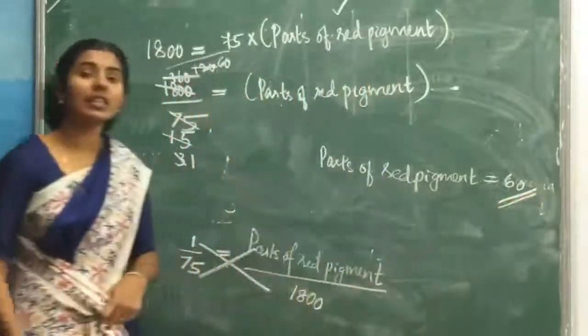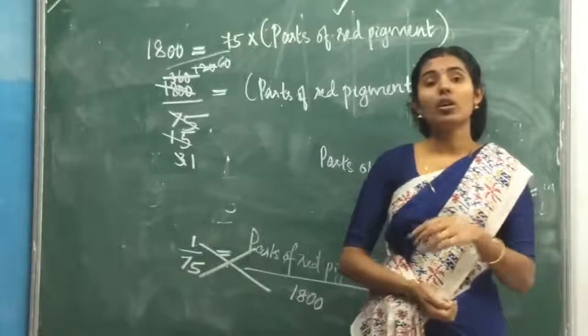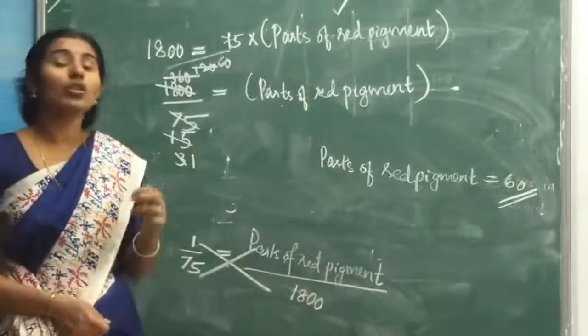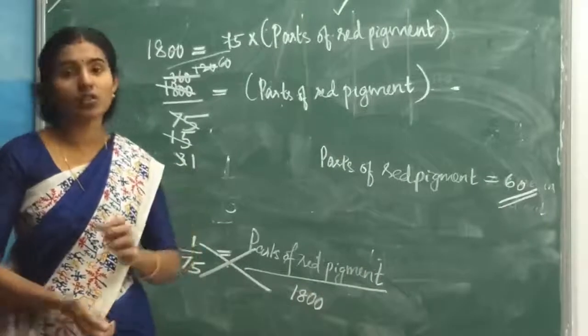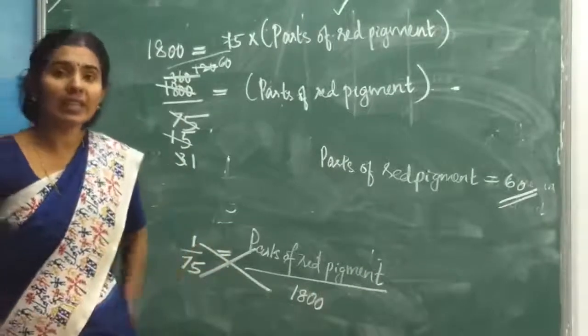So the final answer is 60. Now what you should do? If you know two quantities are in direct proportion, you can say the two ratios are the same. So if any one quantity is not given, by taking the ratio you can find the answer.